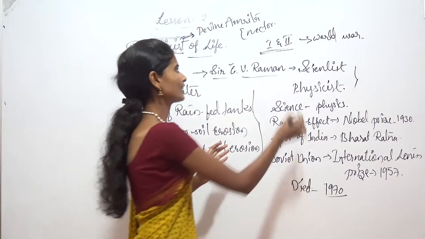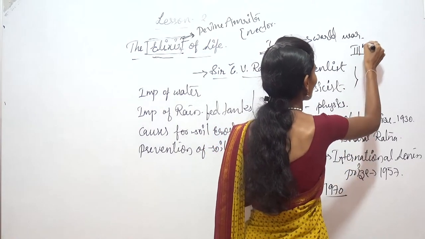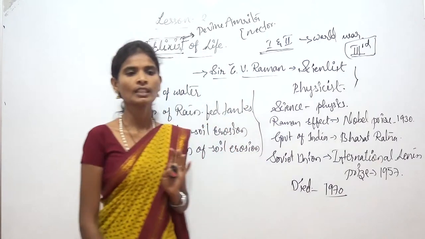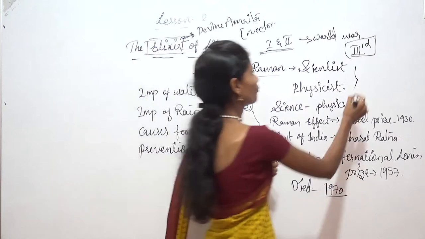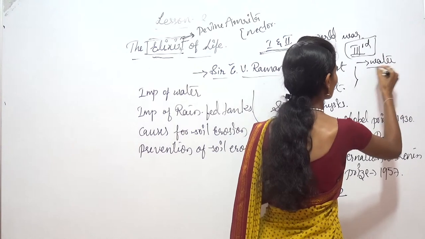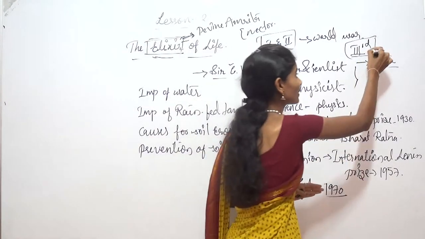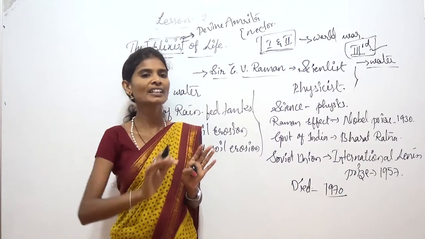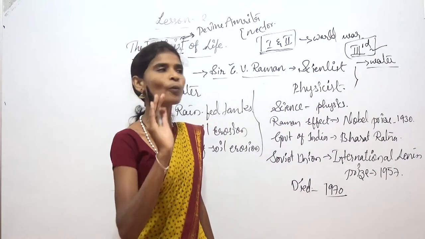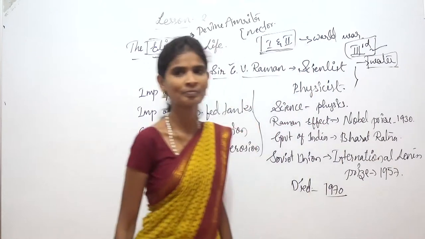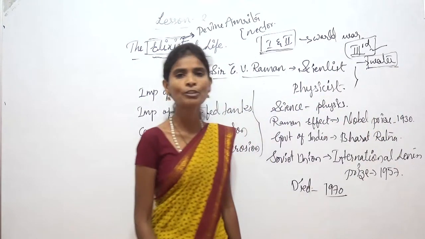So, just in general, if the Third World War takes place in future, it will be for the sake of water. Here the causes are different, okay? We are just taking an example: if the Third World War takes place, it is for the sake of water. Why? Because of water. Of course, it is a very common thing, and we are taking it for granted.